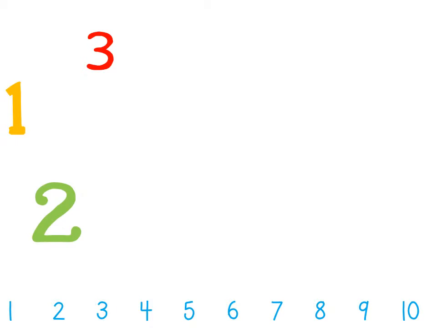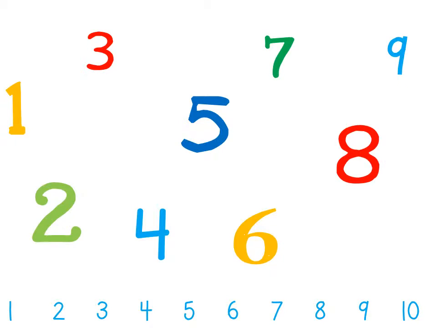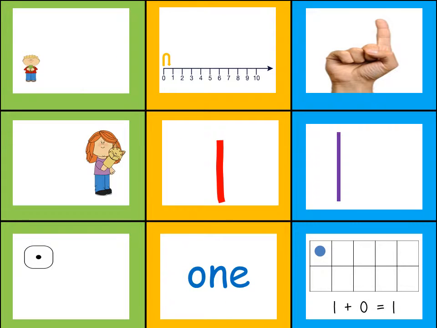Numbers, numbers, 1 through 10. Let's look at all the ways to make them. 1, 1, let's make a 1. Start at the top, pull straight down, then stop.